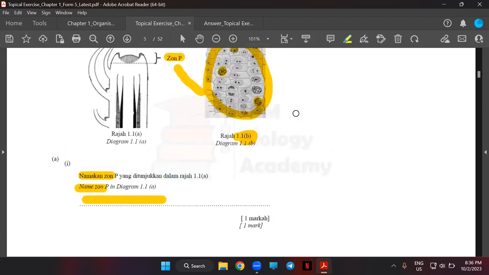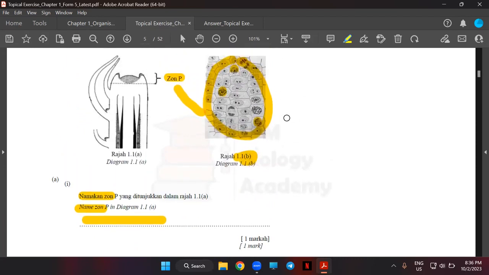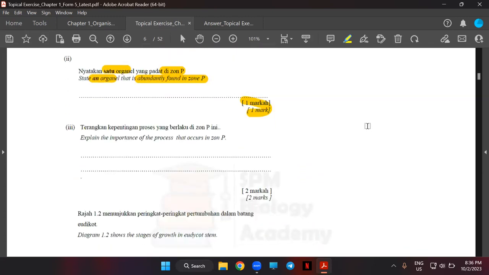Zone P, organelle. Mana kita belajar organelle semasa kita belajar chapter 1? Did we? No, right. We didn't learn anything about organelle. Kita tak belajar apa-apa pasal organelle pun bila kita belajar chapter 1 hari itu. Okay, now. Yang ini dia kaitkan dengan chapter 2 form 4 di mana semasa chapter 2 form 4 we did learn about organelle density, ketumpatan organelle. Yes or no?